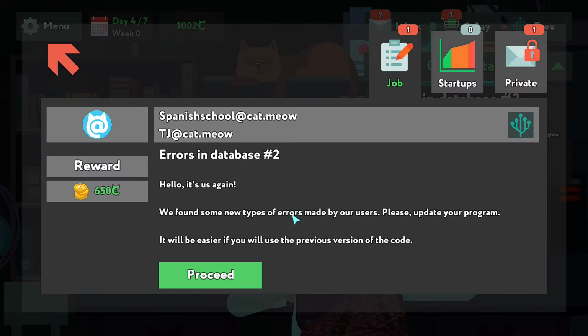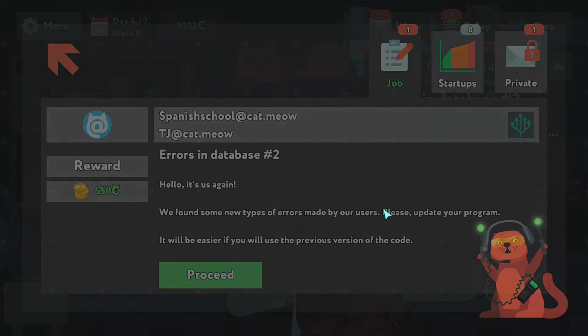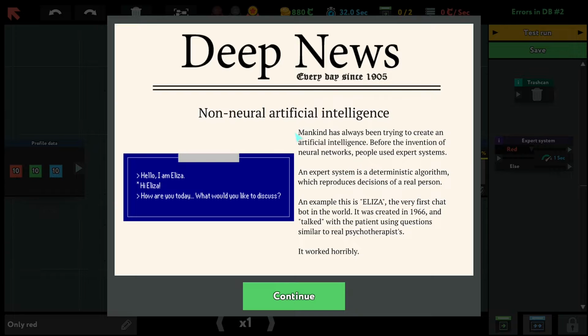Okay. Errors in database 2. We found some new types of errors. Please update your system. Okay, well, that's fine.